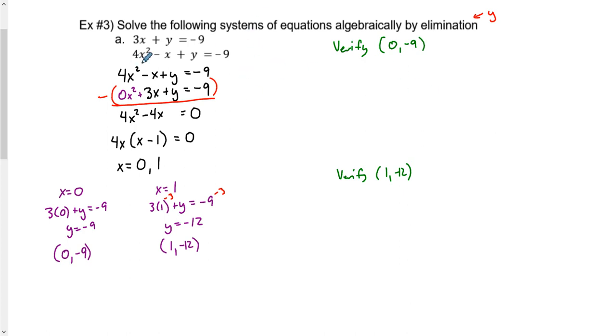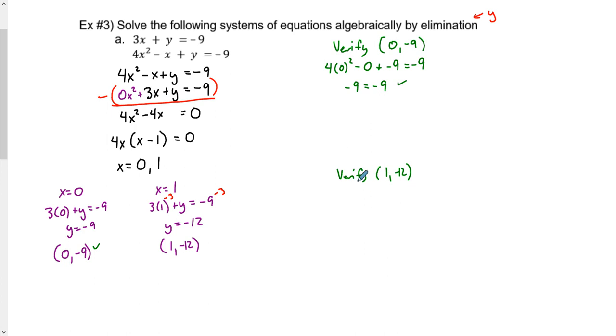Anyways, to verify it, we just plug our x's and y's in. So 4 times 0 squared, subtracting 0 plus a negative 9 equals negative 9. 0 squared is 0 times 0 is 0. Subtracting 0 is 0. Add negative 9 is negative 9. So that one works. That point is absolutely where this line and this parabola would be crossing.